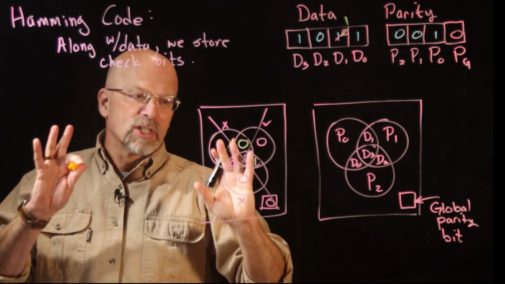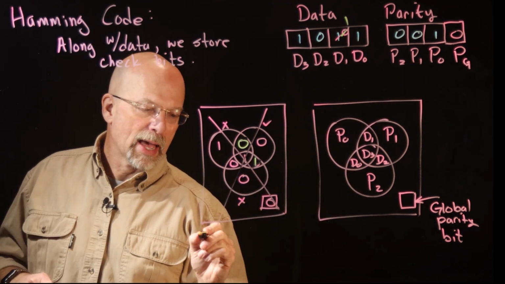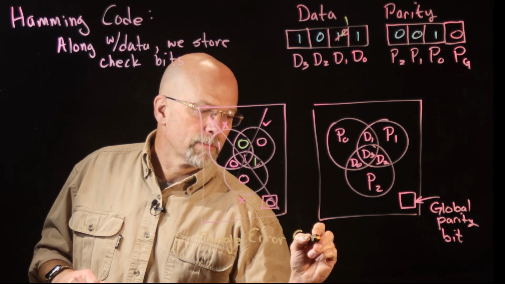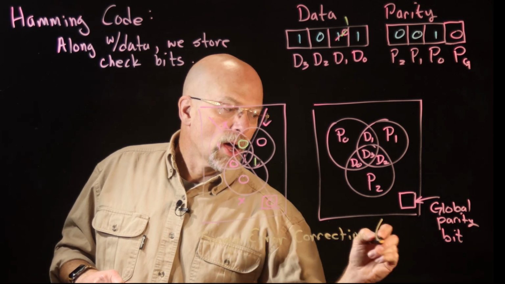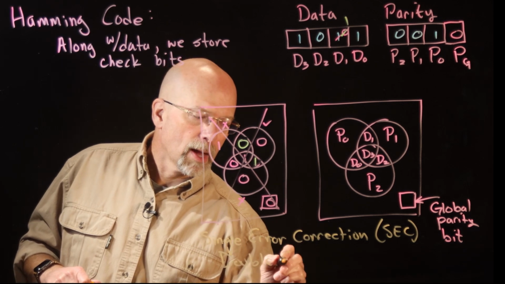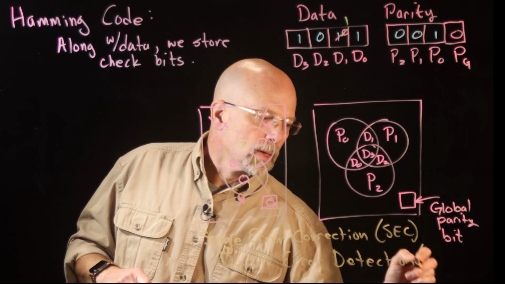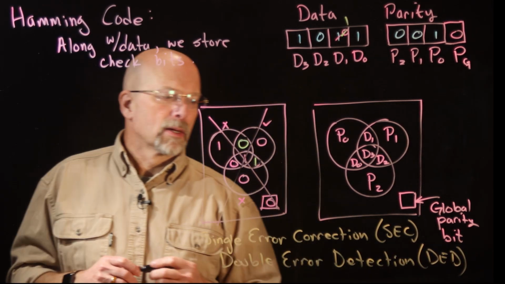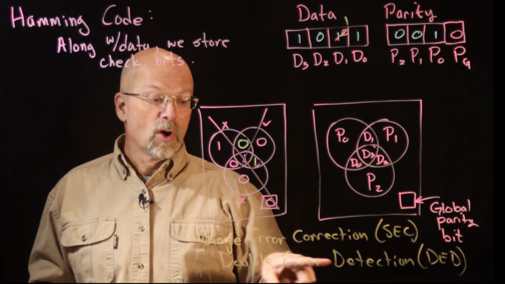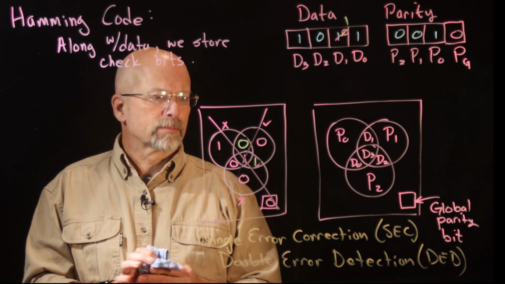Now, this brings us to exactly what this is called. The whole operation of using the Hamming code with the parity bits and the global parity bit is referred to as single error correction, otherwise known as SEC, double error detection, DED. All right, so this Hamming code gives us the ability to correct a single bit error, or detect if 2-bit errors have occurred. Let's do another example real quick.